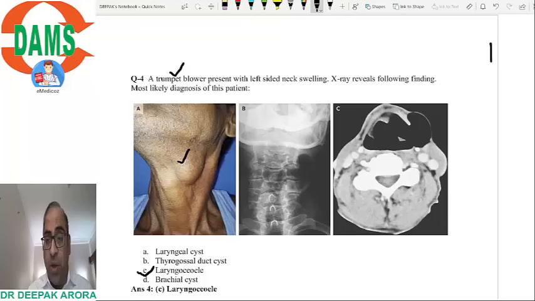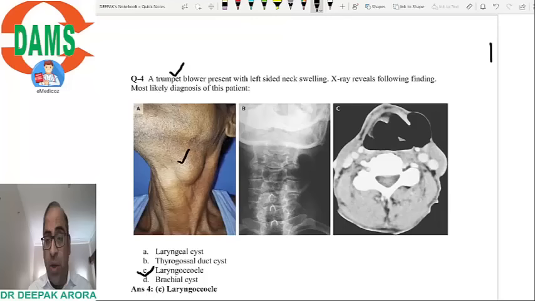One more MCQ they can ask you: which membrane does it rupture? Just remember, it ruptures the thyroid membrane. Revise with me: trumpet player, thyroid membrane related with laryngocele. So an air-filled cavity which ruptures the thyroid membrane. Revise this point. It ruptures the thyroid membrane and comes into the neck.